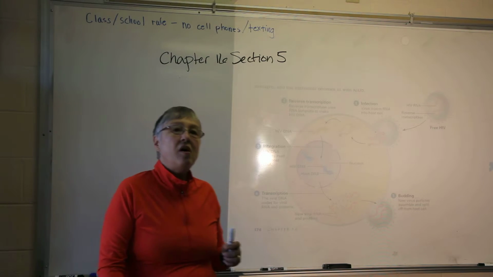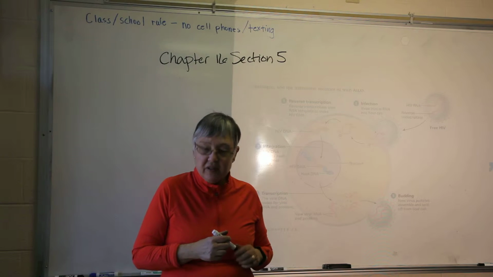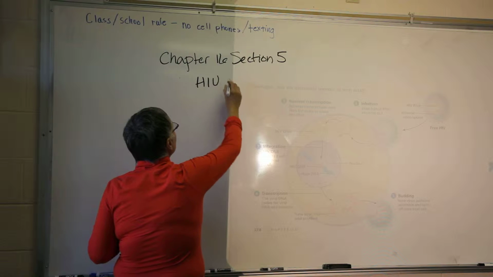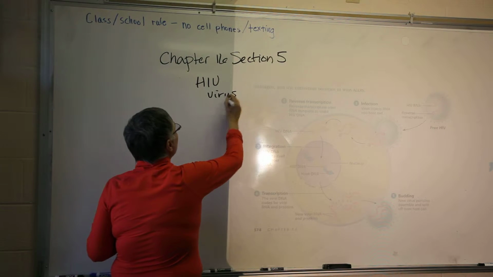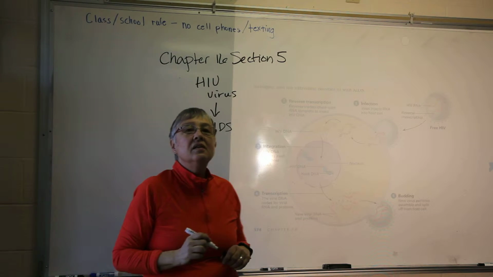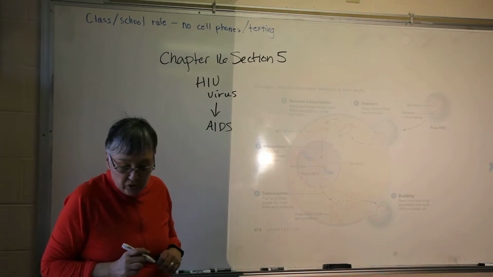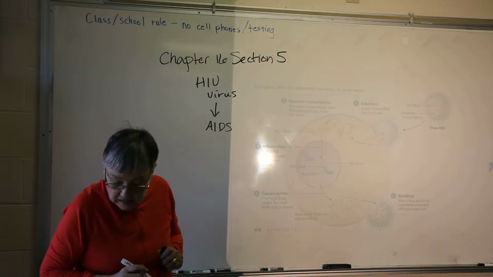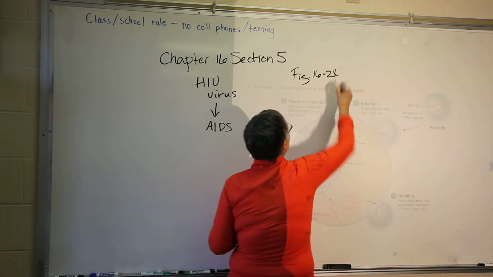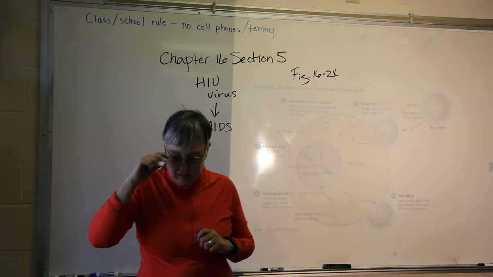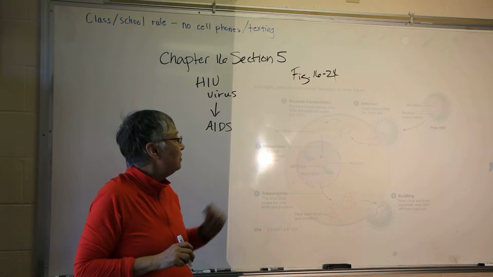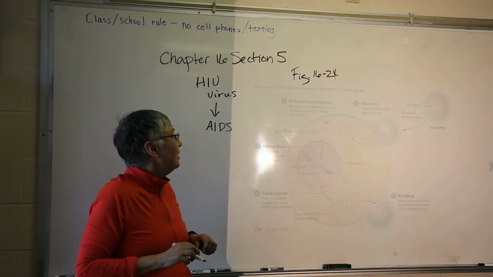I'm going to talk a little bit about one particular virus that's called the HIV virus, and this is a virus that can cause AIDS. I'm going to use figure 16-4 in your book to talk about this virus. This is actually an RNA virus, and we're going to follow how it reproduces.